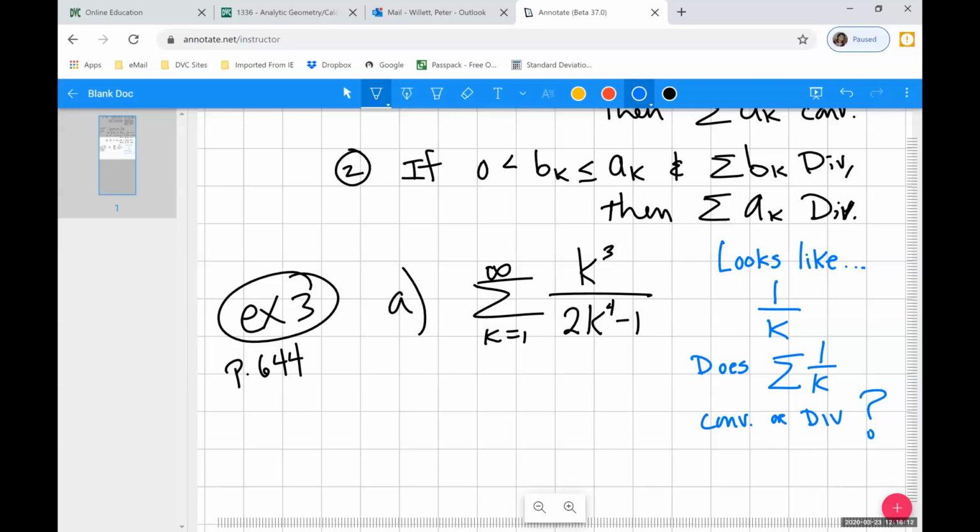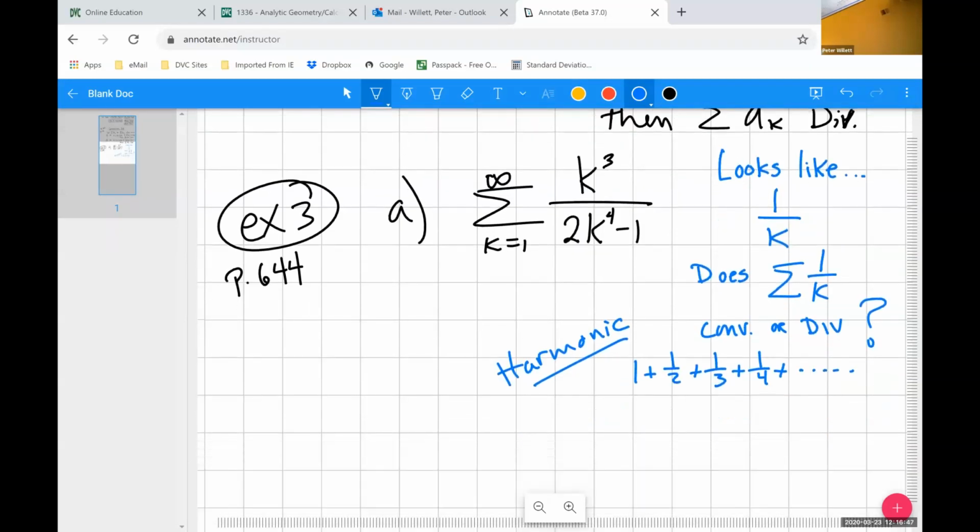Would it converge? 1 over k. Would it help if I told you that we've given it a name? The series of 1 over k is called the harmonic series. That's 1, 1/2, 1/3, 1/4. This is the harmonic series. So it was a good guess, but no, this diverges.